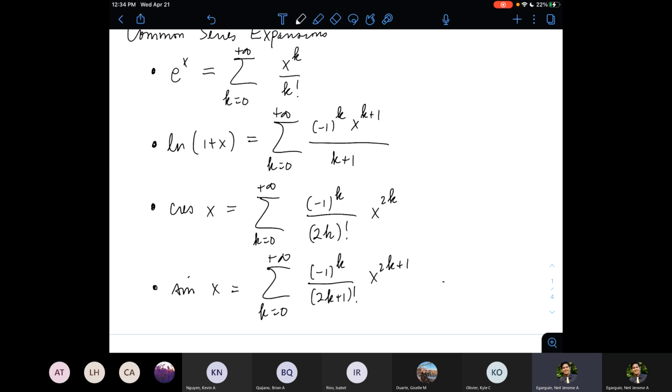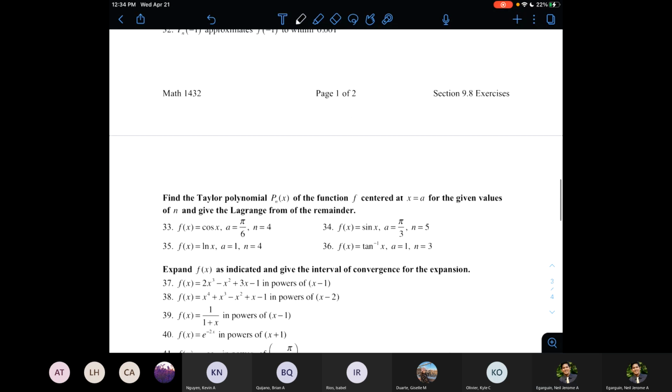But I know that's difficult to do for most people, especially for me. I don't like memorization, so yeah. But you can use this as a basis for some expansions. So for instance, let's see some examples.